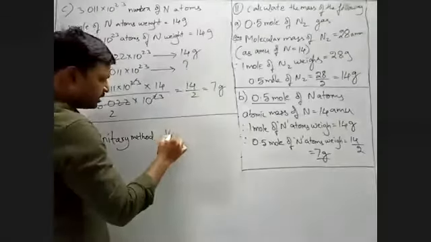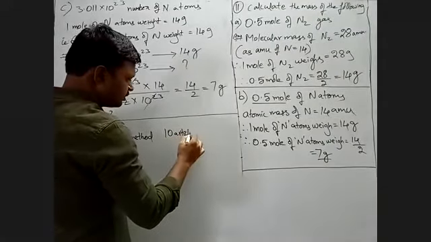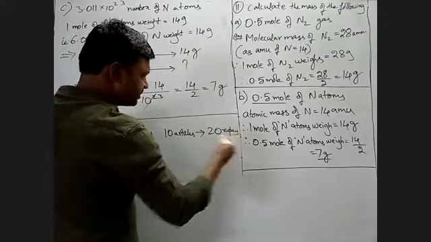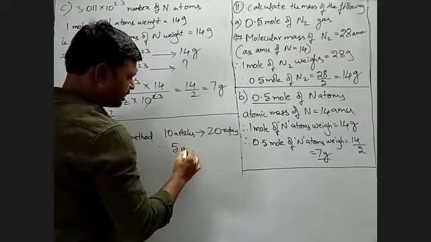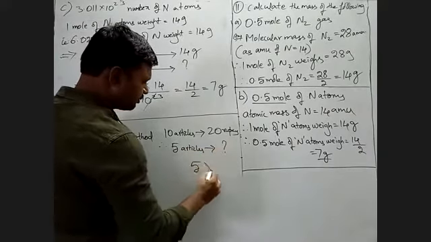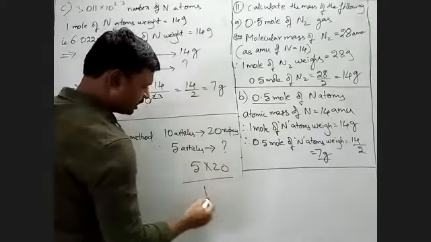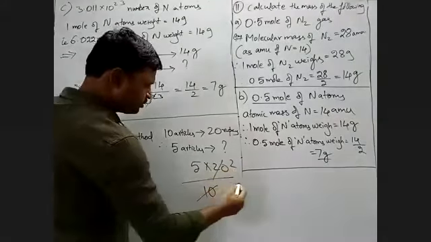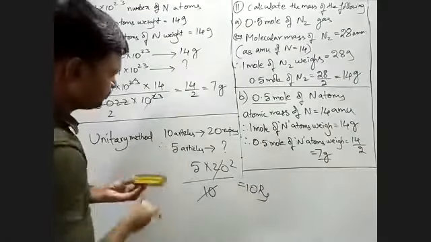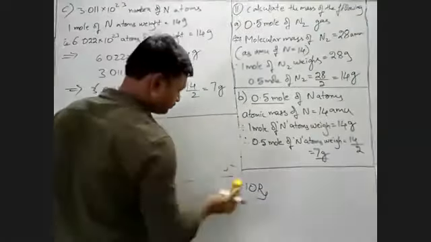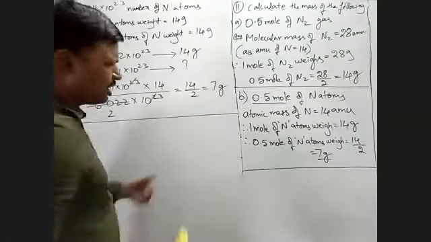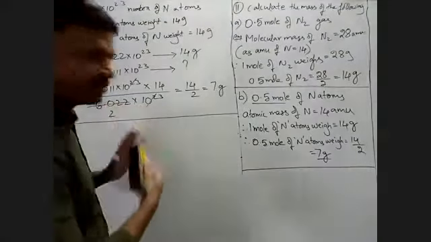10 articles cost 20 rupees. Therefore, 5 articles cost how much? What will you do? 5 into 20 by 10, that is 10 rupees. Yes or no? Like this. I just reminded you. You are all intelligent, I know that, but anyway.